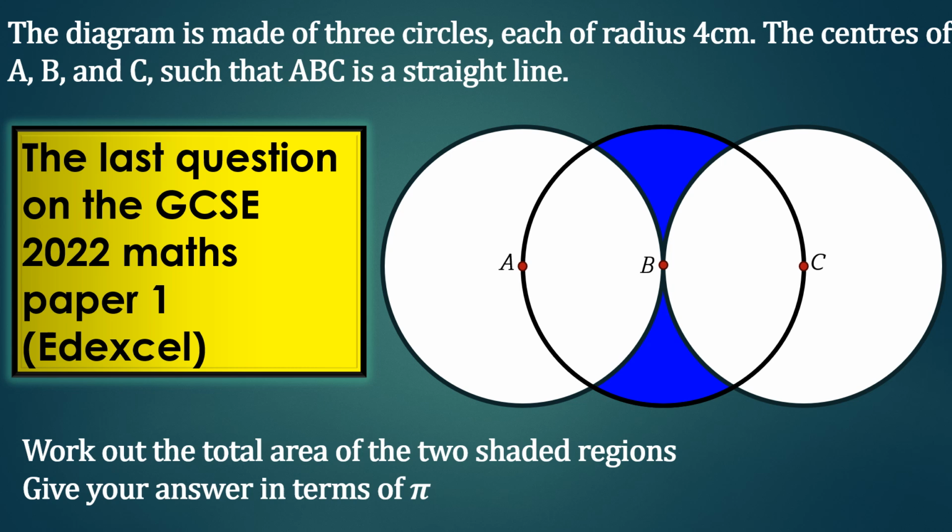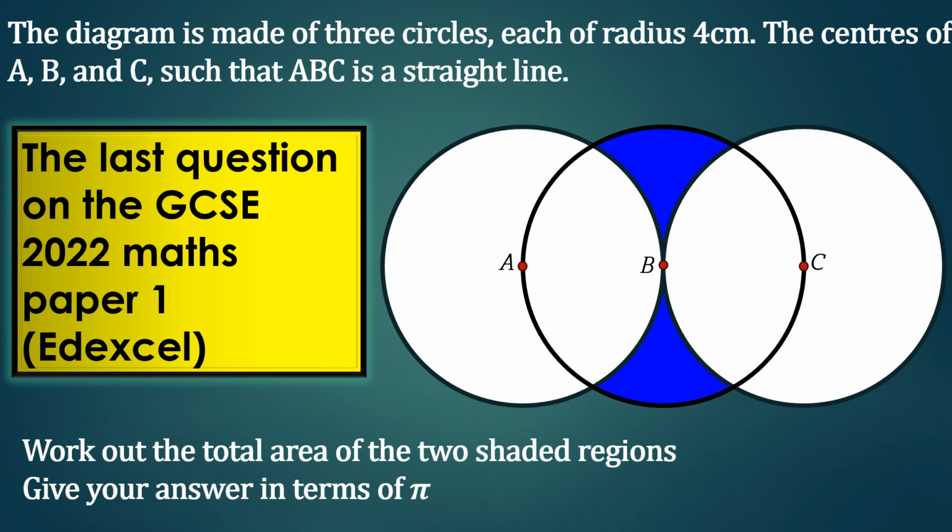This is the notorious geometry question that made it in the news headlines. A lot of people were left scratching their heads with this last question on the GCSE 2022 Maths Paper 1 from Edexcel. It looks impossible when you first assess it. However, once broken down, there are various ways to calculate it.